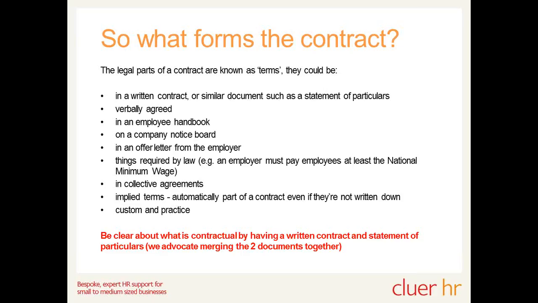And there also might be collective agreements set within your business, and unless you're unionised, then that's less likely. You see more collective agreements in the public sector. And then there's also implied terms. So these are things that are automatically part of a contract, even though they're not actually written down anywhere. And then finally, we've got custom and practice, which is things that you've carried out, but you haven't necessarily documented anywhere, and you can say that they've become custom and practice.